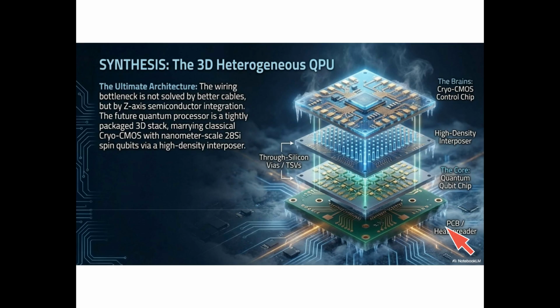At the bottom is the PCB and heat spreader, the mechanical package that provides macroscopic electrical connections to the outside world and thermal anchoring to the dilution refrigerator cold plate. These vertical pillars threading all layers together are through-silicon vias, or TSVs, conductive channels etched through the silicon carrying signals between stacked layers with micrometer-scale path lengths. The key architectural insight: the wiring bottleneck is solved not by better cables from room temperature, but by bringing the classical control hardware physically adjacent to the quantum hardware, separated by micrometers, not meters.